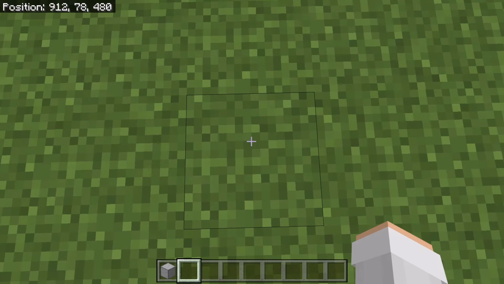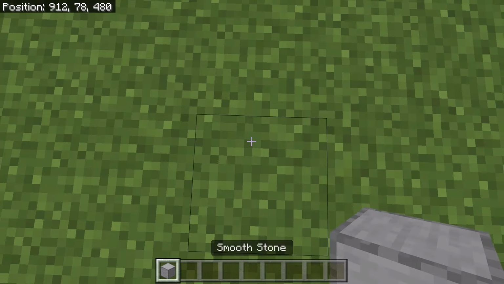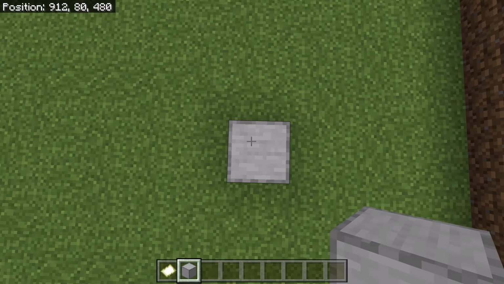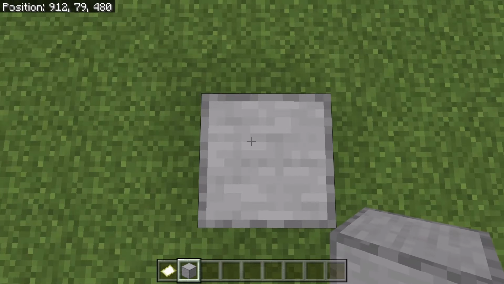The spot where both the X coordinate and the Z coordinate are evenly divisible by 16 is the northwest corner of a chunk. After you have found the northwest corner of a chunk, place a block on it. You can place any type of block that you want. After you have placed a block at that spot, stand on it. The next step is to find the east side of this block.